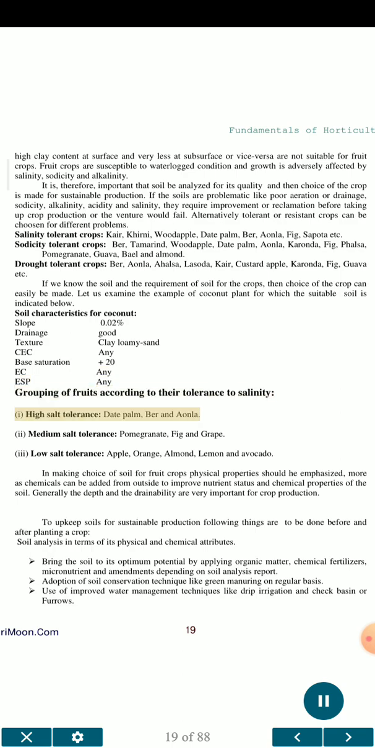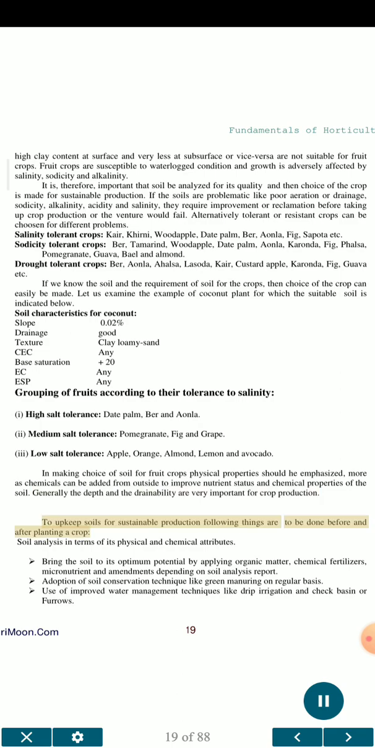Grouping of fruits according to their tolerance to salinity: High salt tolerance: date palm, ber and aonla. Medium salt tolerance: pomegranate, fig and grape. Low salt tolerance: apple, orange, almond, lemon and avocado. In making the choice of soil for fruit crops, physical properties should be emphasized. More chemicals can be added from outside to improve the nutrient status and chemical properties of the soil. Generally the depth and the drainability are very important for crop production.